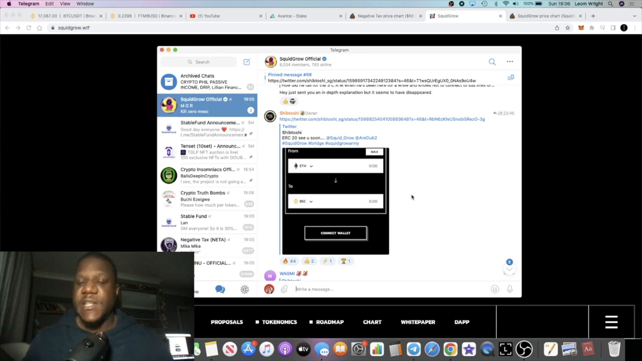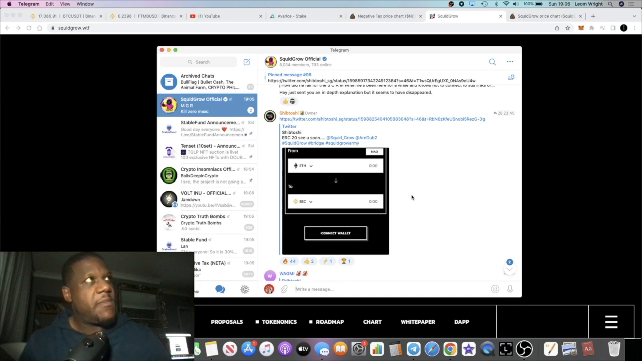However, after listening to the AMA, at least the most recent AMA that I personally listened to, you're going to be able to swap on the bridge and get an extra percentage on your Squidgrow tokens. For example, if you use the Binance Smart Chain to Ethereum bridge to swap your BSC Squidgrow to Ethereum Squidgrow, you get an extra percentage of tokens on the Ethereum network. They haven't confirmed how much.